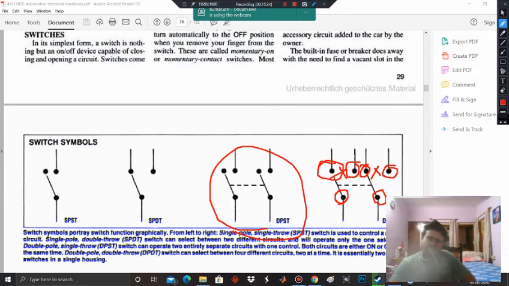So this is all about the major types of switches that are used in an automobile.